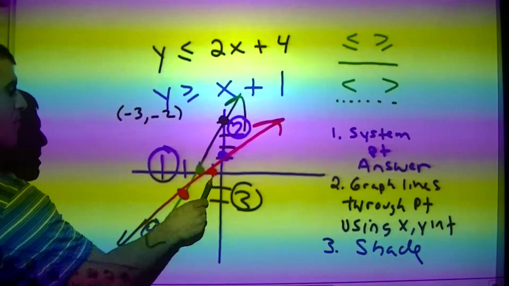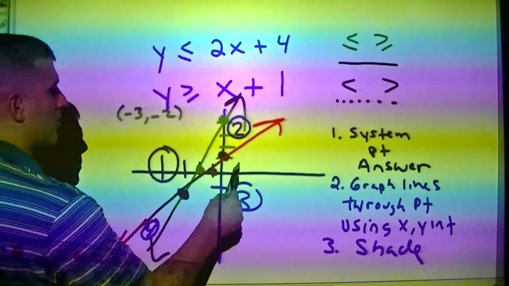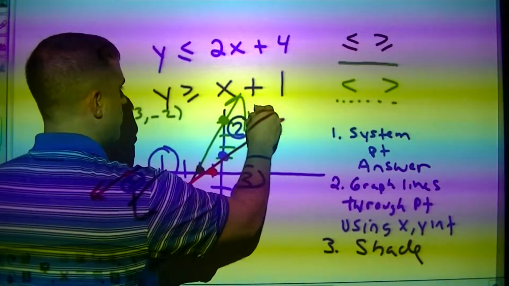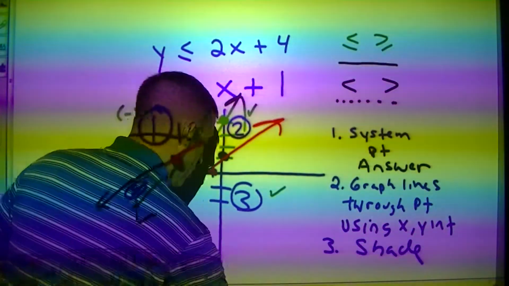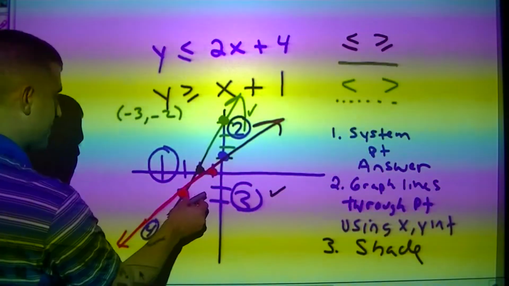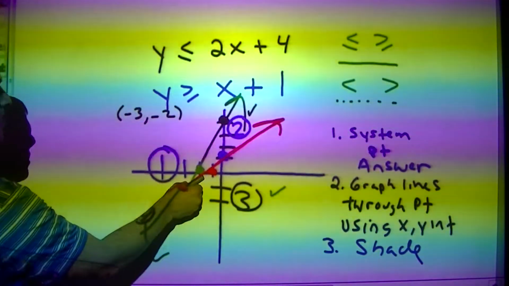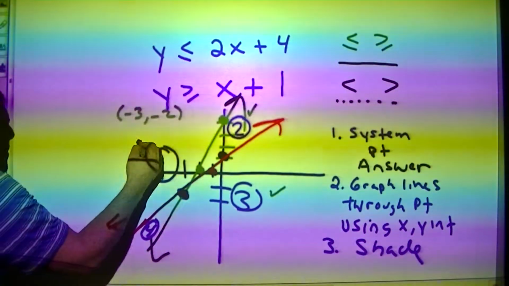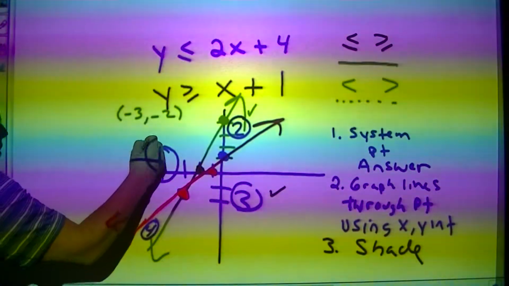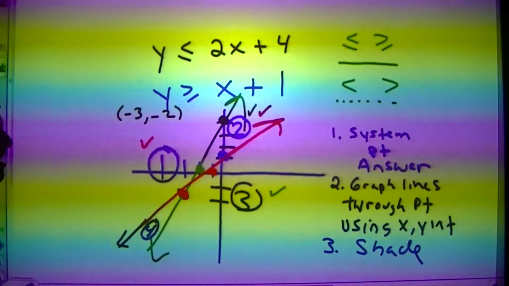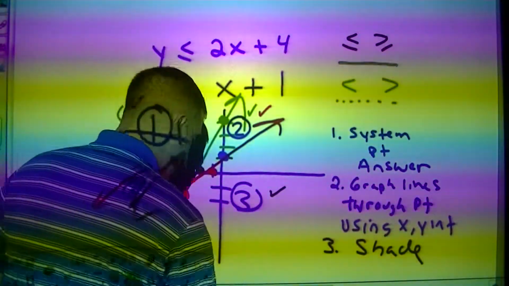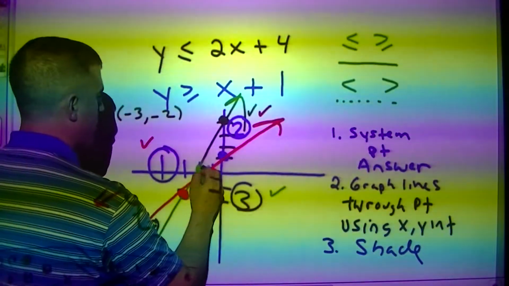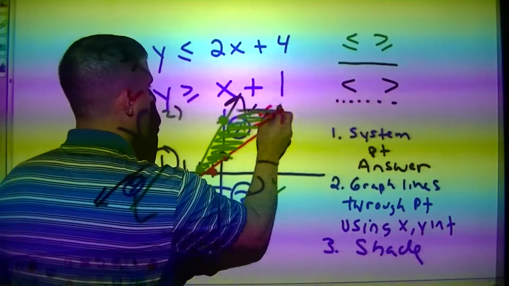So the only regions that are possibilities are 2 and 3, okay? Now for this one that's in red, that's this line. This one is going up, so the only possibilities of those regions are 1 and 2. Now you have to ask yourself, which region got 2 check marks? It's going to be this one, so I'm going to shade in that region.